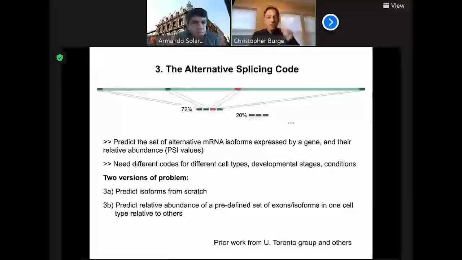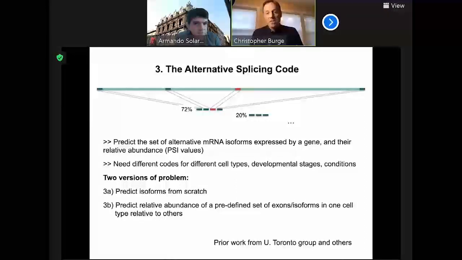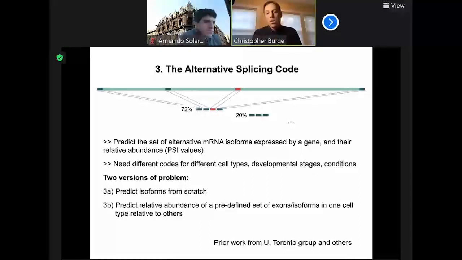Okay, so the alternative splicing code, just to define it more precisely, is to predict the set of alternative mRNA isoforms expressed by a gene and their relative abundance, which we often in the field call psi values, for percent spliced in values. So what percentage of the time is the red exon included in mRNAs, for example, or if there are 3 different isoforms, what is the relative abundance of each of those 3 isoforms? And again, that can vary for different cell and tissue types or developmental stages or conditions and so forth.